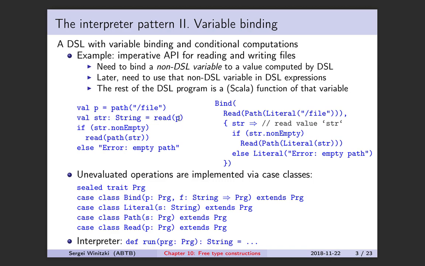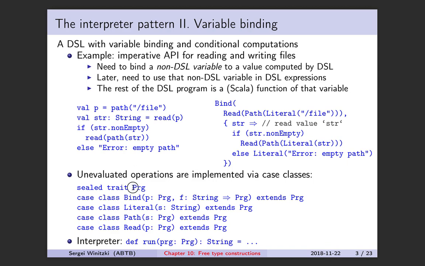But before we do that, the DSL already needs to specify that this entire rest of the program is a function of this variable. So in order to represent that, we need a special construction in the expression tree, and I call this construction bind, which is just the name of a case class. And this case class will have an argument, which is a function, actually a Scala function, from a Scala variable, str, to another tree. And so this is how I implement this domain-specific language.